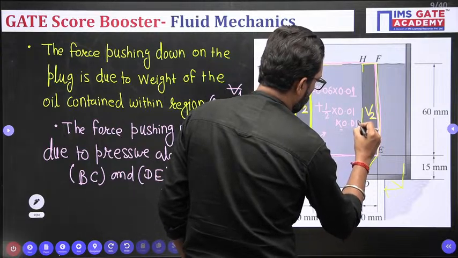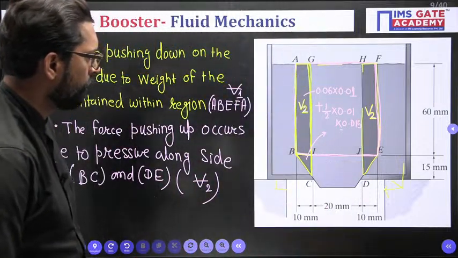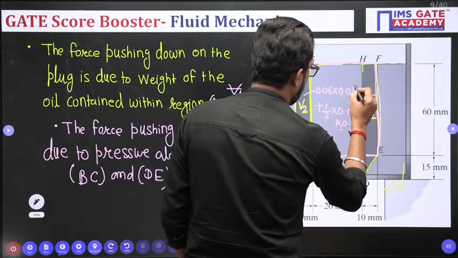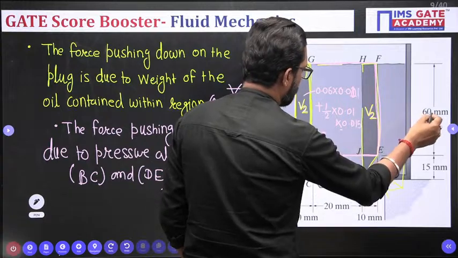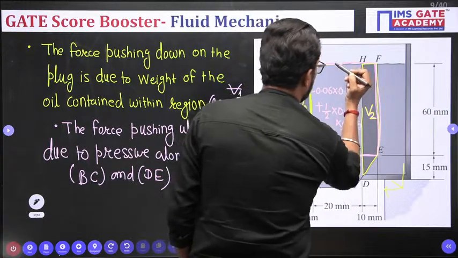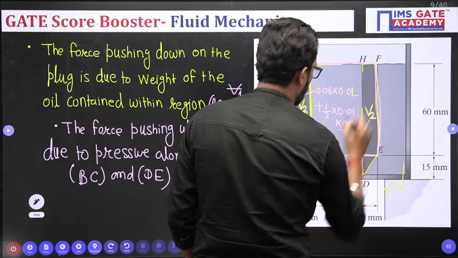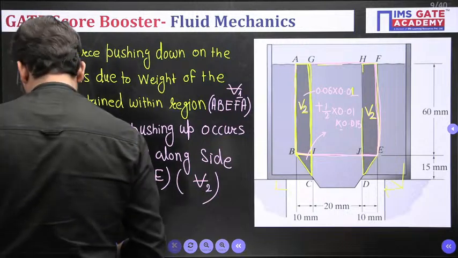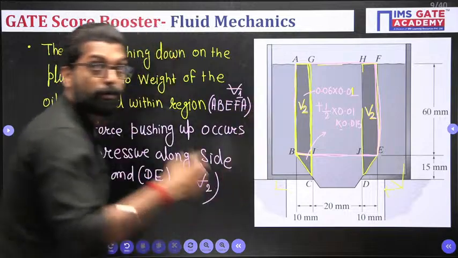0.1015 mm, na? So this is your 10. Okay, so 0.06, this is 0.001. So this is 10, na? So 0.01. This is 10, 60, 0.06. So this is 0.01. 0.05. Clear? Clear, beta? So 0.05, 0.01. Clear? So this is the volume. So this is the total volume, 2 into this one.